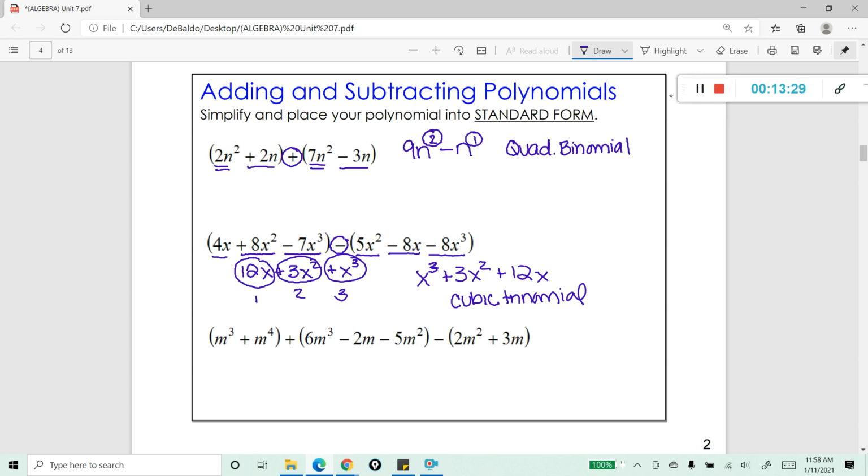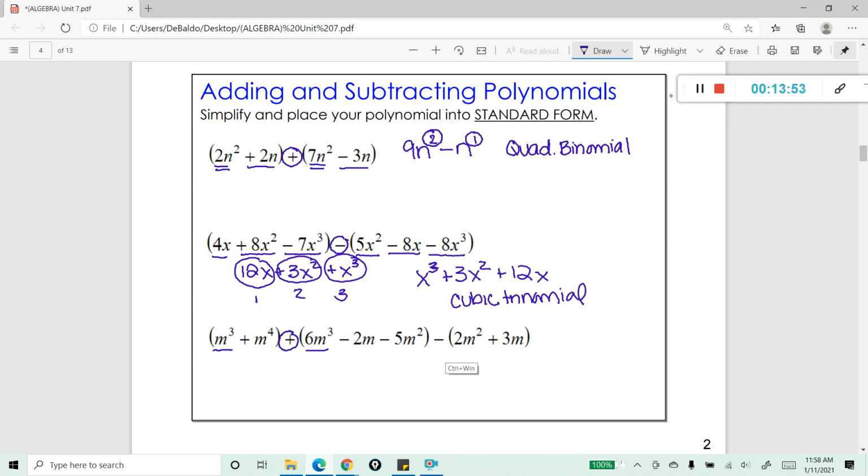Let's do one more. This time, we're doing a lot of adding and subtracting here. So we've got a binomial, we've got a trinomial, we have another binomial. So let's just pick a term to start with. Let's go ahead and start with m cubed. I'm going to take m cubed and I'm going to add it to 6m cubed. So m cubed plus 6m cubed is going to give me 7m cubed.